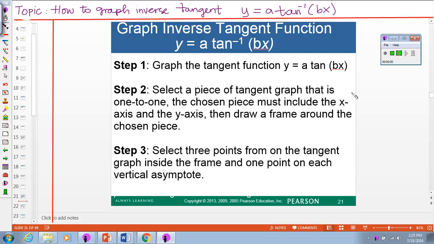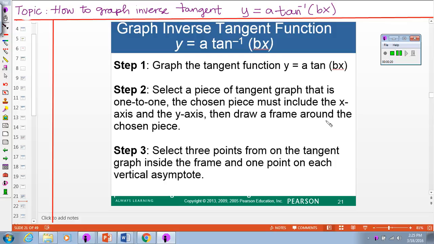The first step, we are to graph the tangent function only, so we ignore the inverse notation. So we will graph a times tangent of bx. Step number 2, we are going to select a piece of the tangent graph that is 1 to 1, and the piece that we are going to select will be between two adjacent vertical asymptotes. It is much closer to both the x-axis and y-axis.